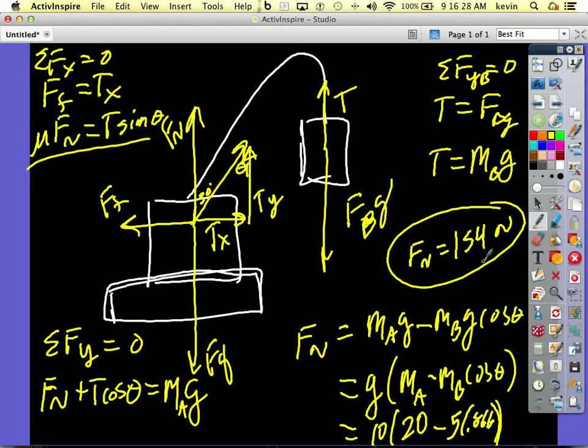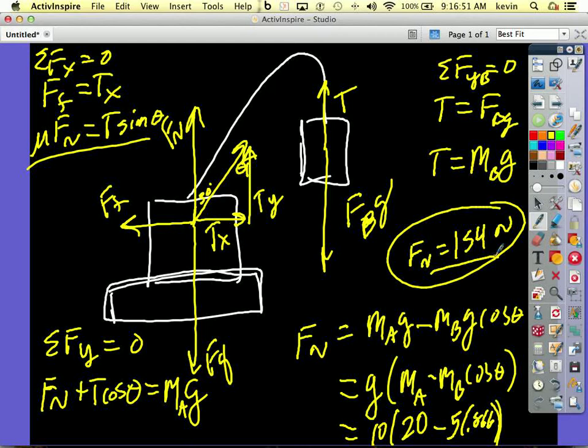What does Fn mean? The number is this, 154. Yeah, you're finding Fn. That was part A, right? What was part B? The force of friction? Frictional force?